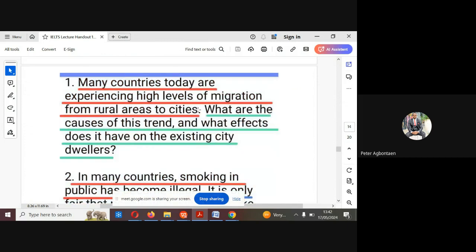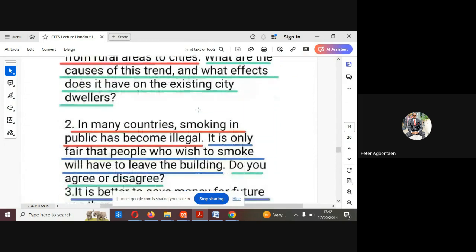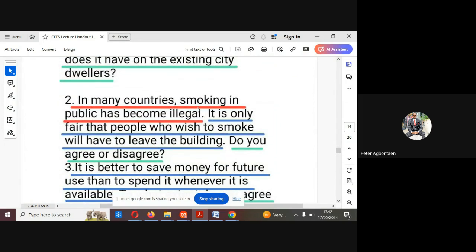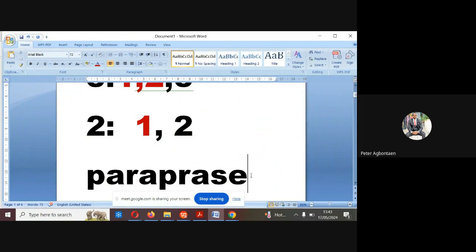And if you are dealing with a question like this second question that has three sentences, all you have to do is pick the first two sentences and paraphrase them. When you do that, that will give you the background statement in your introductory paragraph. So the key word here is the word paraphrase. That's the key here. Now, what does it mean to paraphrase?